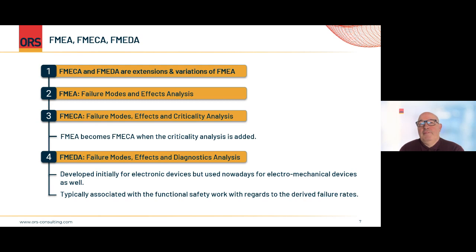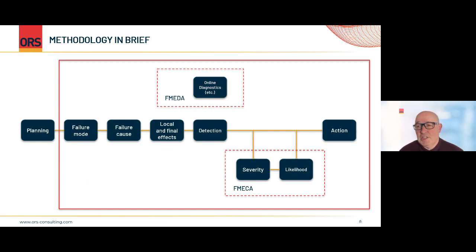So FMEA, FMECA, FMEDA, there's a few different abbreviations and a few different terms used. The original approach, failure modes and effects analysis, I've just described. By adding in criticality analysis, the term extends to be called FMECA, so that the C stands for criticality. And then there's also FMEDA, and that involves the diagnostics part. That was initially developed for electronic devices, but nowadays it's also used for electromechanical devices. And that's typically associated with functional safety work with regards to the derived failure rates. So some small changes in tailoring there.